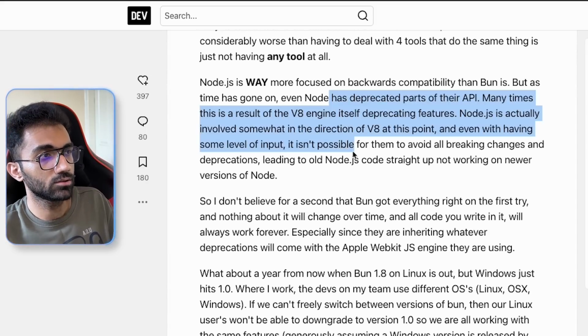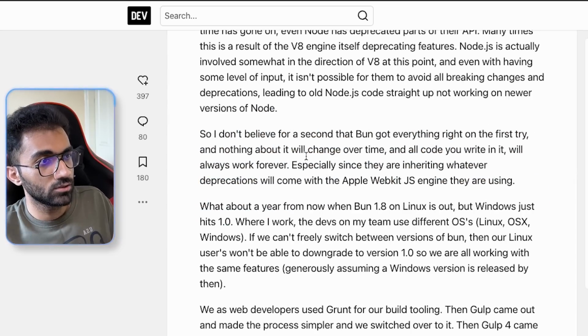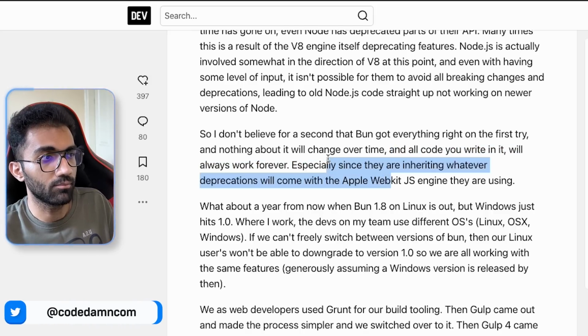Many times this is a result of V8 engine itself deprecating features. So I don't believe for a second that Bun got everything right on the first try and nothing about it will change over time and all the code you write in it will always work forever. Especially since they are inheriting whatever deprecations will come with the Apple WebKit JavaScriptCore engine.